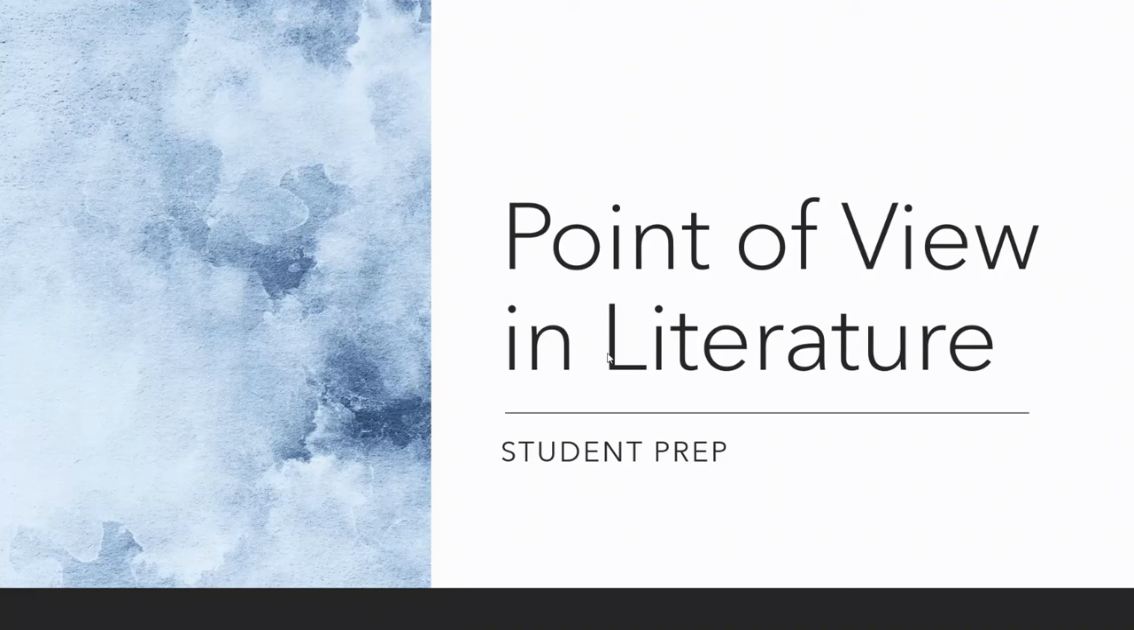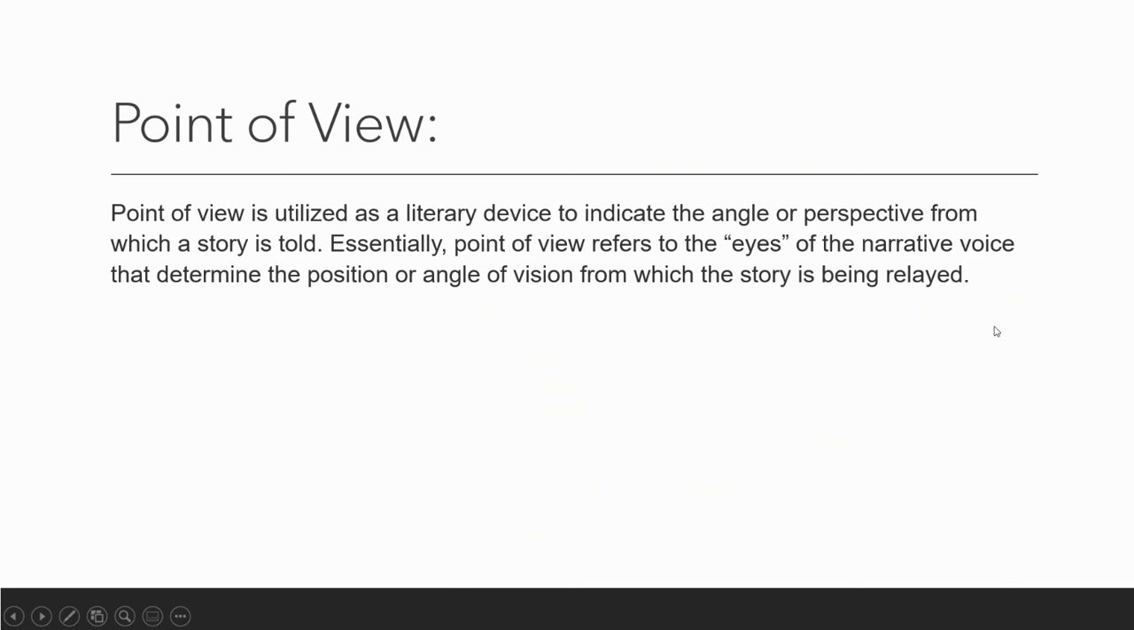Hey everyone, today we're going to talk about point of view in literature. So point of view is utilized as a literary device to indicate the angle or perspective from which a story is told. Essentially, point of view refers to the eyes of the narrative voice that determine the position or angle of vision from which the story is being relayed. So basically, it's whose eyes are telling the story and how much they know.